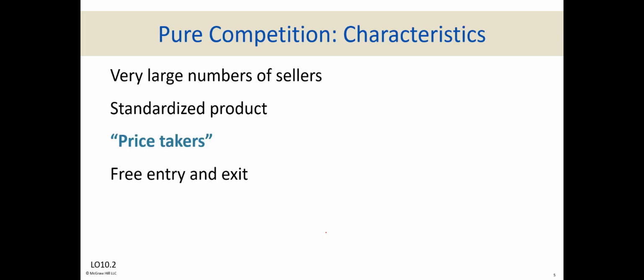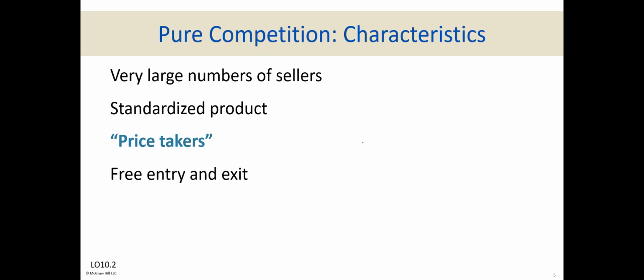So let's start with pure competition. Pure competition has several important features. There are a large number of sellers. That means no one firm can affect the market price. They sell a standardized product. That means products are identical and consumers are indifferent to who they buy from. And they are price takers. Firms must accept the market price. And free entry and exit. Firms can enter and leave the market without significant barriers.